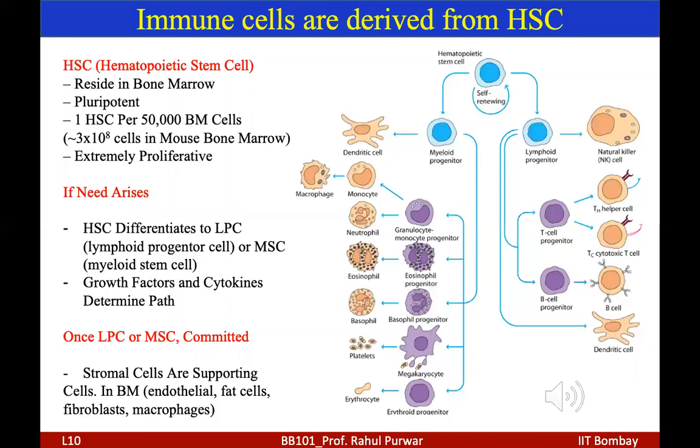So if you have hematopoietic stem cells, they divide into two parts, lymphoid cells and myeloid cells. And lymphoid cells give you the T cells, B cells, NK cells, and dendritic cells. Okay? And the myeloid cells give rise to granulocytes: neutrophils, eosinophils, and basophils.